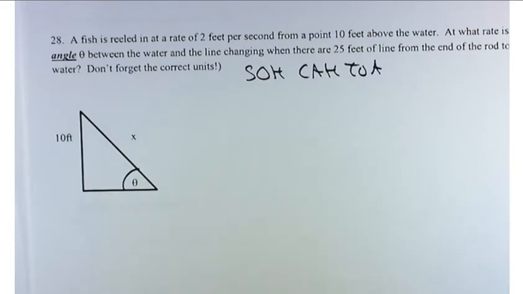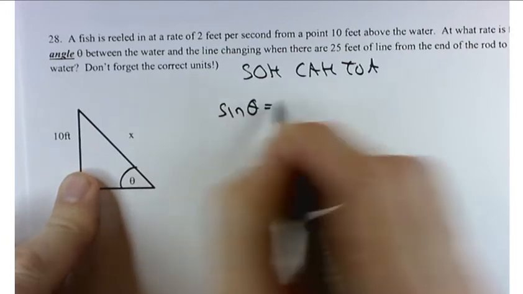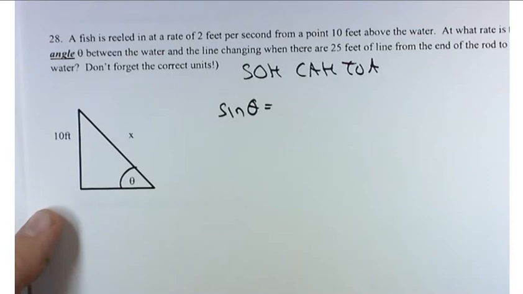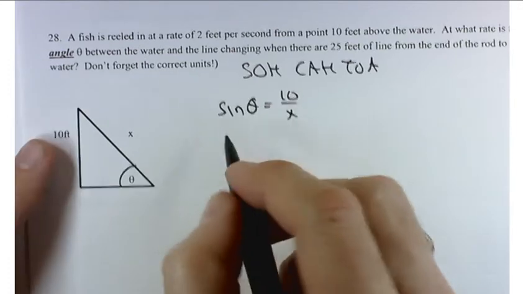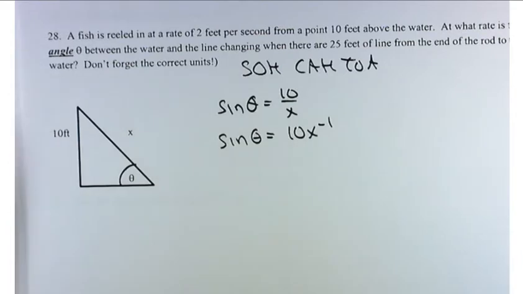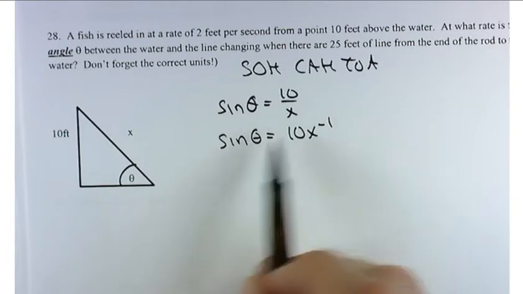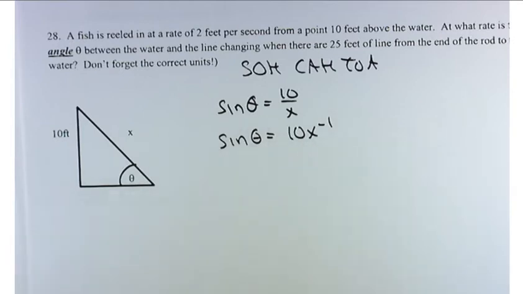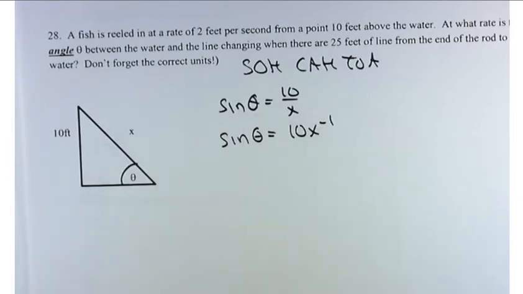Sine. So the sine of theta equals what? 10 over x. Good. And I can rewrite that if I like. Sine of theta equals 10x to the negative first. Or I can multiply it on the other side. But I think I'd rather keep it here, because when I differentiate with respect to time, I won't need to use the product rule. If I move that x to the other side, I will need to use a product rule. So let's avoid the product rule.